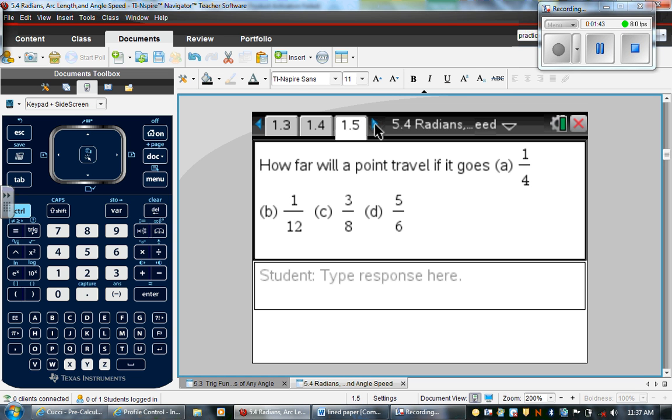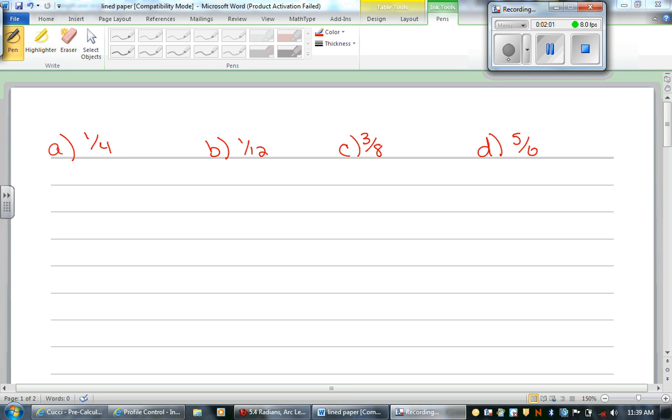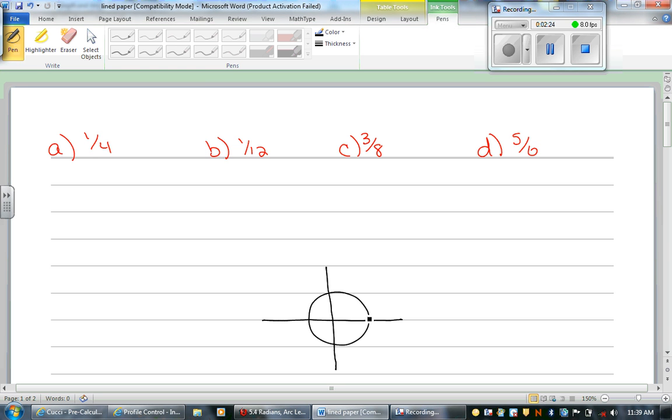All right, so how far will a point travel if it goes A, 1/4, B, 1/12, C, 3/8, and D, 5/6 of the way around the unit circle? The first thing we have to think about is knowing how far we actually have of a circle. We know the number of degrees in a circle is 360. If we're talking in terms of radians, where it would normally be 360, we would have 2 pi.